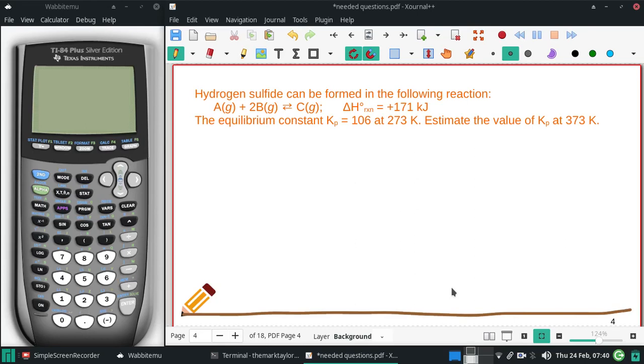All right, hydrogen sulfide can be formed in the following reaction. I give the equation, I give you a delta H, it's endothermic. It has an equilibrium constant of 10^6 at 273, and we want to estimate the K at 373.